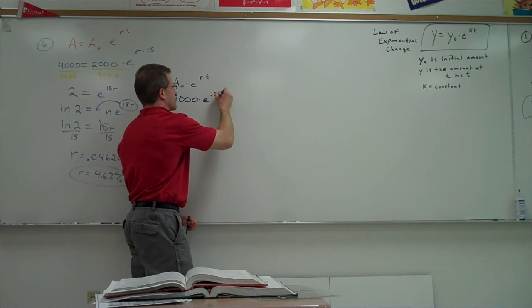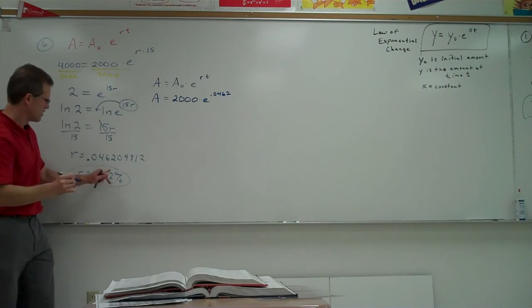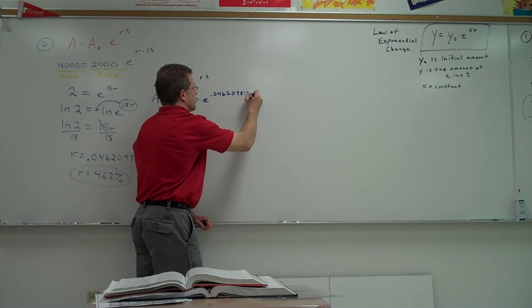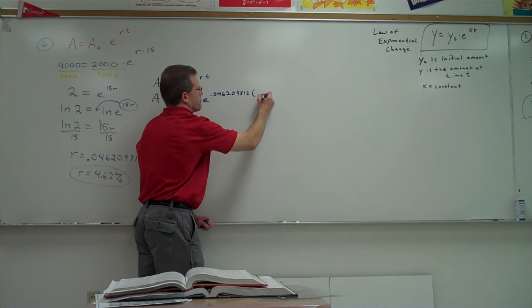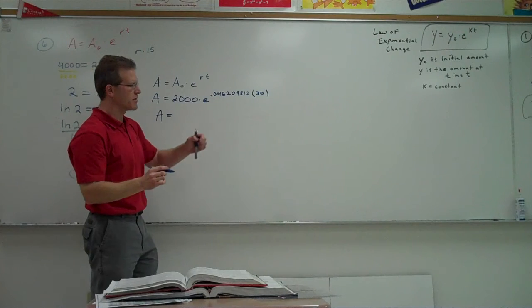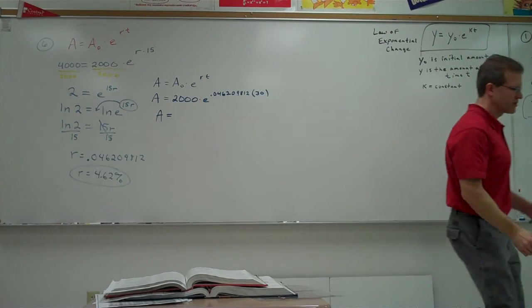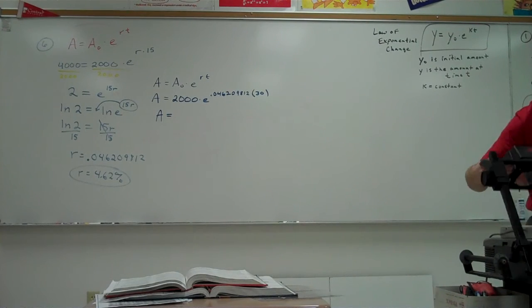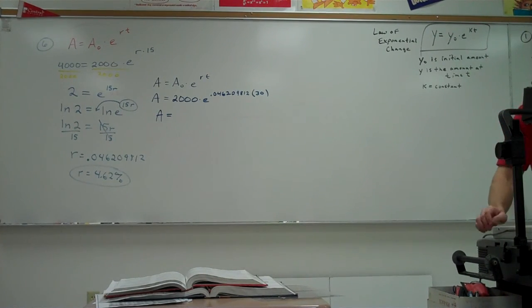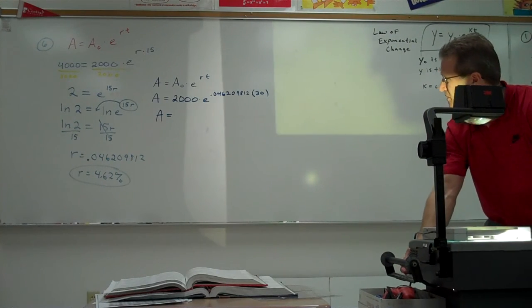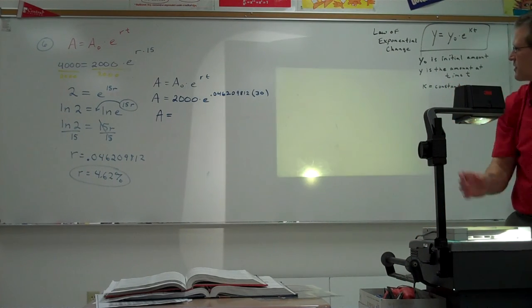0.0462 09812. And what should I put in for t for time? 30. So now it's just a matter of taking 2,000 times e to that power. Now you do want to make sure you put parentheses around your exponent so that the calculator knows that that entire amount is supposed to be in the exponent. That's the only thing you have to be careful of here.